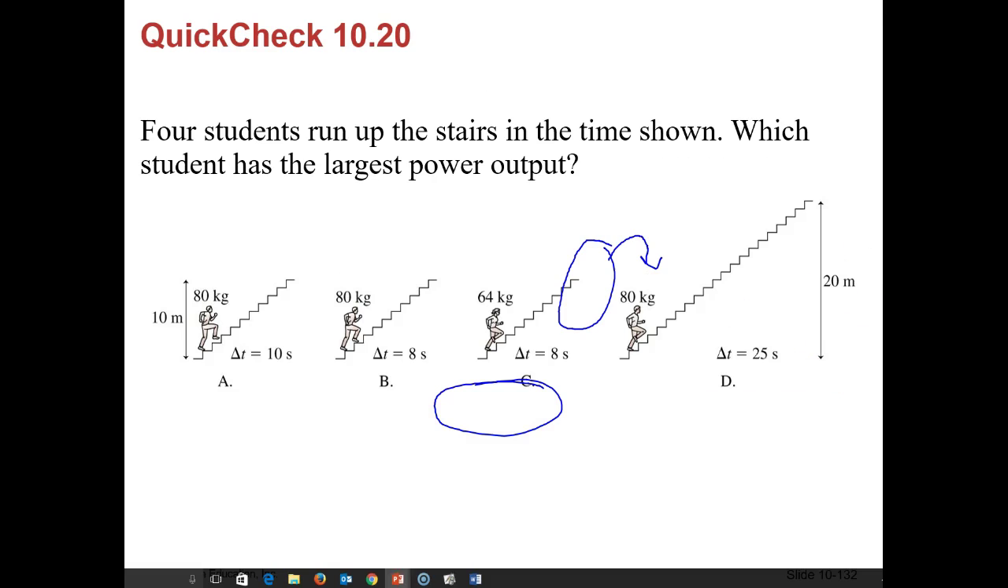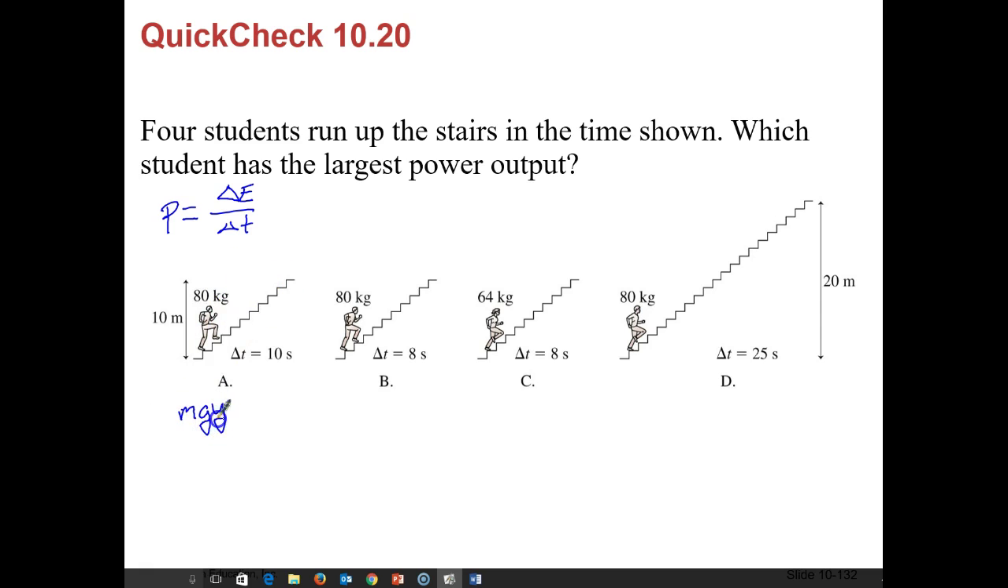For the next part, we're going to take a look at a quick check. This one says we have 4 students running up the stairs and the time shown. Which one has the largest power output? So remember, power is equal to work, which is change in energy, over the change in time. But for us, our energy here is potential. So we want to know what our potential energy is. We know our original is 0 because we're starting at the bottom. So we're just looking for final potential energy, which is mgy all over the change in time. So mass times gravity times y would be 8,000 here, divided by 10 would give us 800.